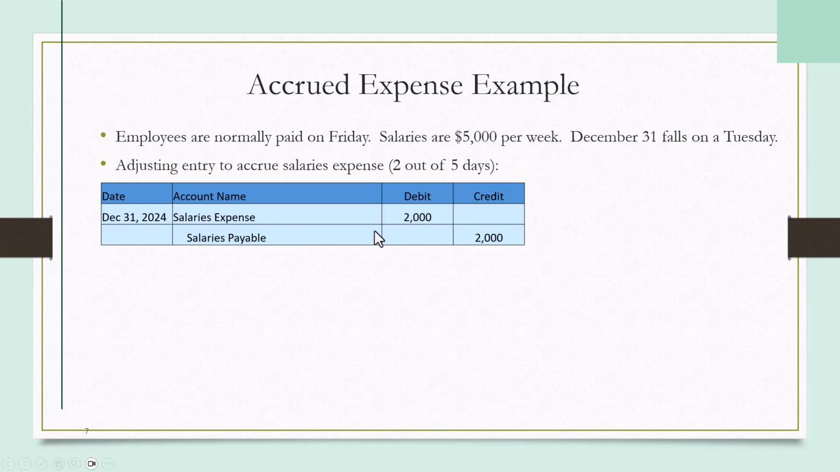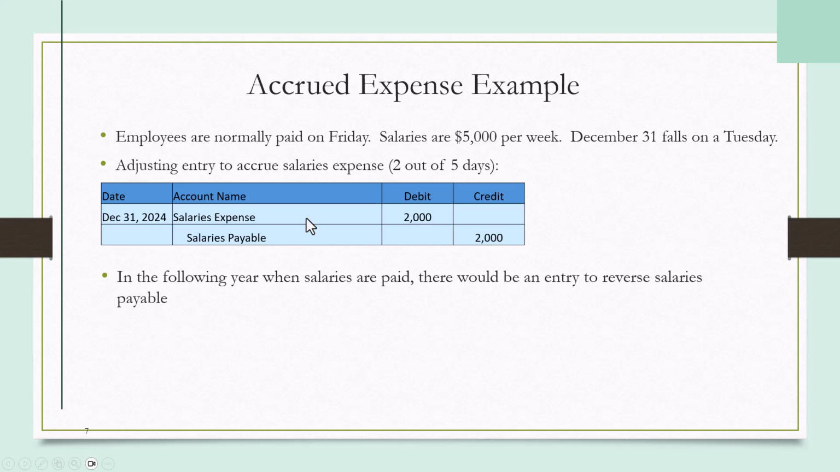So you're debiting salaries expense for $2,000, which represents the Monday and Tuesday that the employees worked, and you would credit salaries payable for the $2,000 to show that this has not been paid yet. It will be paid in 2025. And then in the following year, when the salaries are actually paid, there would be an entry to reverse that salaries payable. You don't want to have a payable on your books if it's something that has been paid.